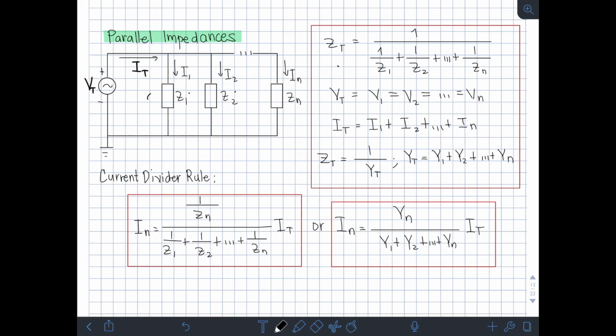Or in terms of admittance, I sub n is equal to y sub n over y sub 1 plus y sub 2 plus dot dot dot plus y sub n times I sub t. Okay, so it's the same concept as in my video about parallel circuits for DC.